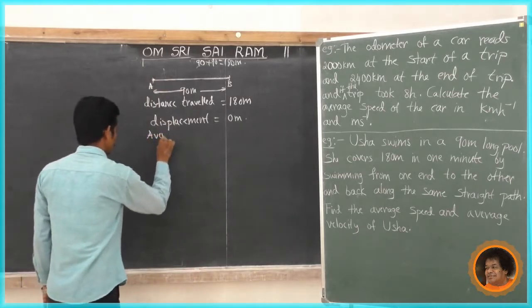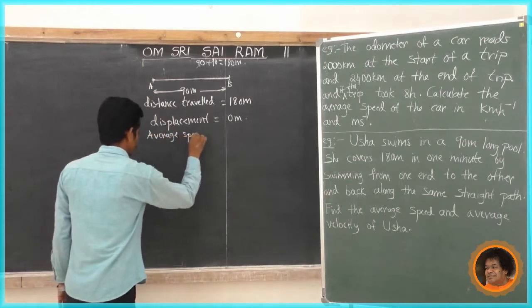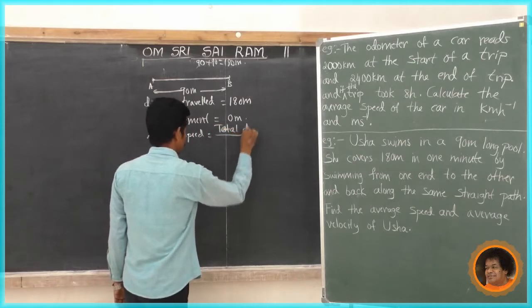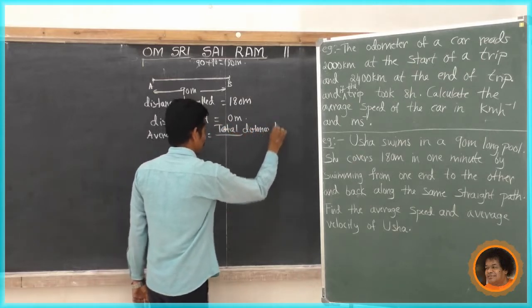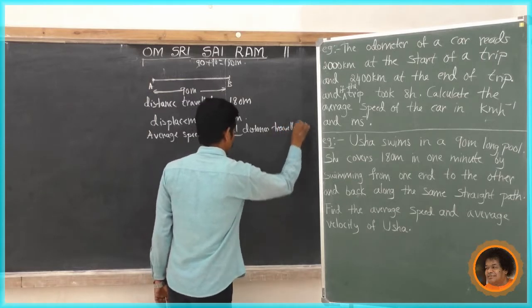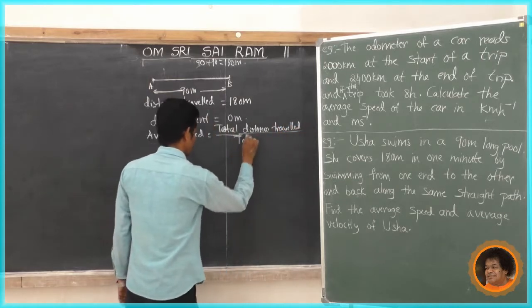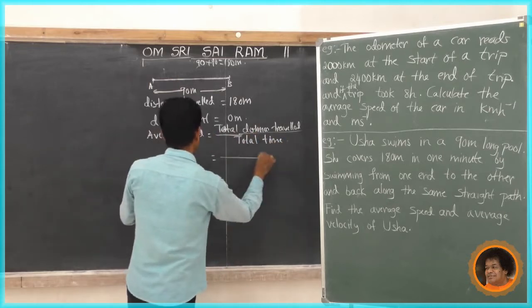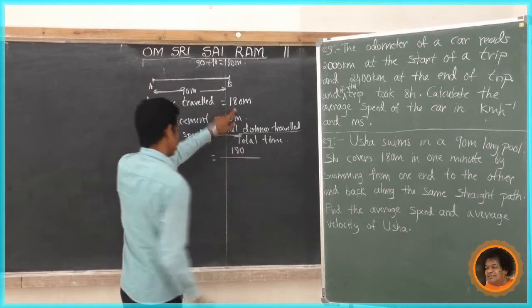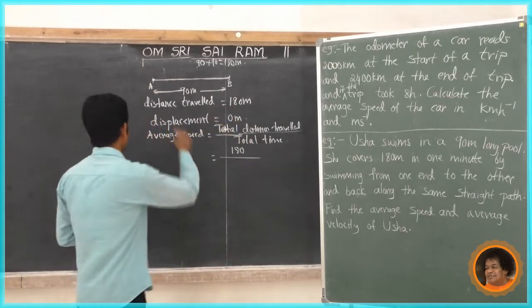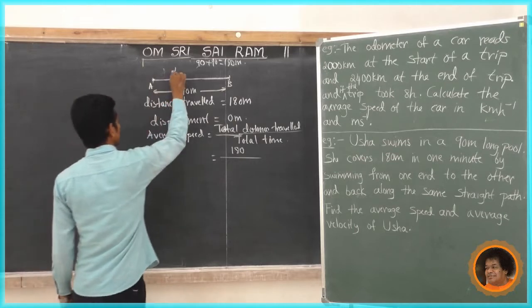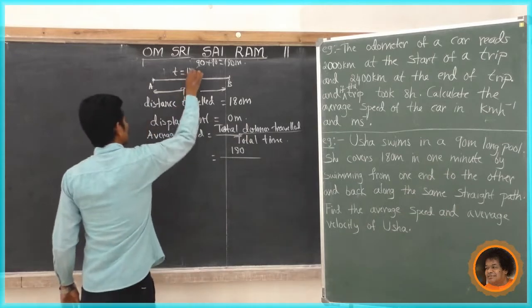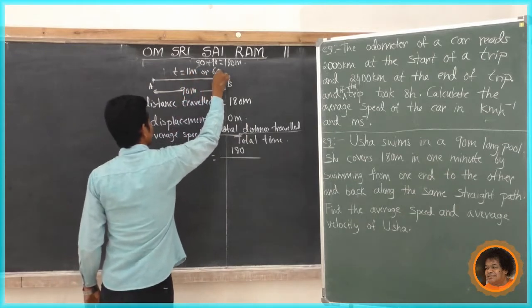So average speed equal to, what is the formula? Total distance traveled by total time. Now, what is the total distance traveled? 180. What is the total time? Write the timing. Time equal to 1 minute. 1 minute means 60 seconds.